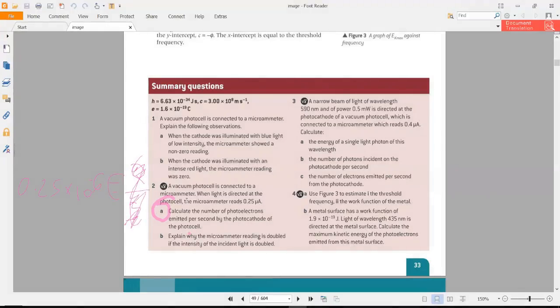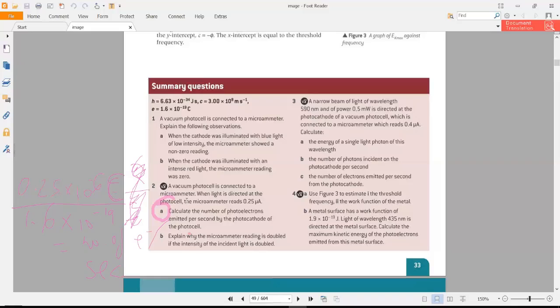What is the charge of 1 electron? Charge on 1 electron is 1.6 times 10 to the power minus 19. Is this the answer? 0.25 times 10 to the minus 6 divided by 1.6 times 10 to the minus 19 equals the number of electrons per second. Yes, that should be the number of electrons per second, and if the answer is 5.6.